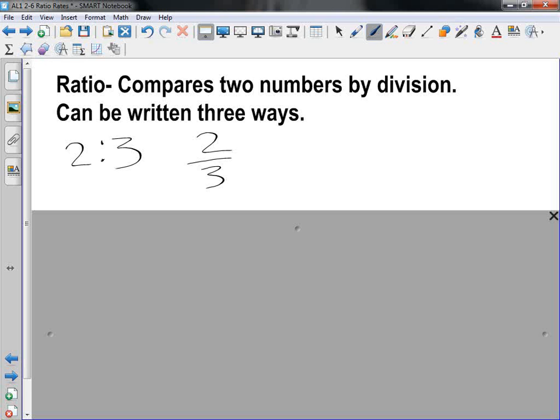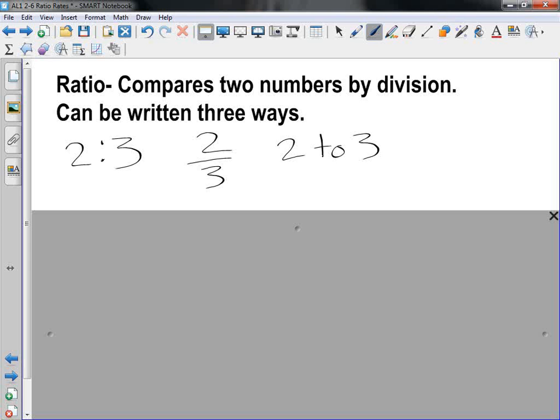2 over 3 means the same thing. Any others? Of is the wrong word. We don't want to say 2 of 3, but we want to say 2 to 3. Okay? The word of means a little bit different, right?